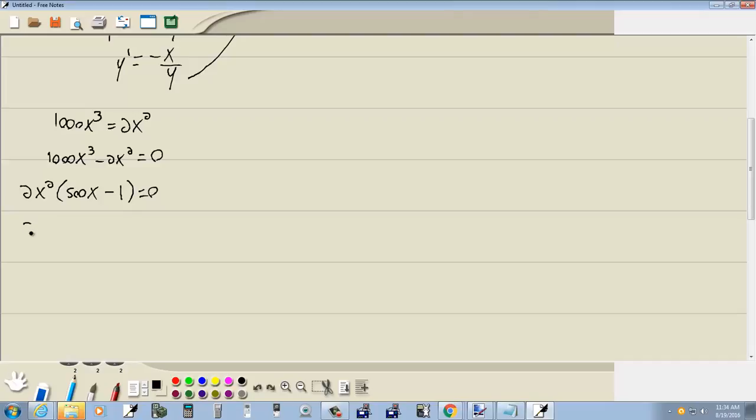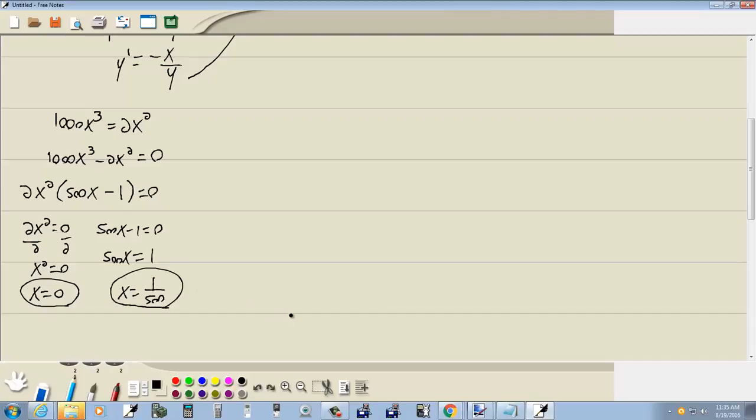Then you set each factor equal to 0, so I set 2x squared equal to 0, and I'll set 500x minus 1 equal to 0. Divide both sides by 2 here, and you get x squared is equal to 0, or simply x is equal to 0. Now in this one, if I take negative 1 over, it becomes a positive 1. Divide both sides by 500, and we get x is equal to 1 over 500. That seems like a bizarre answer.